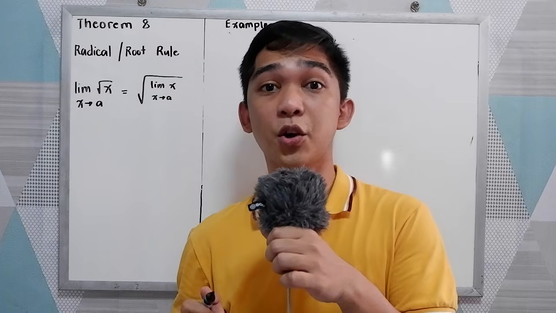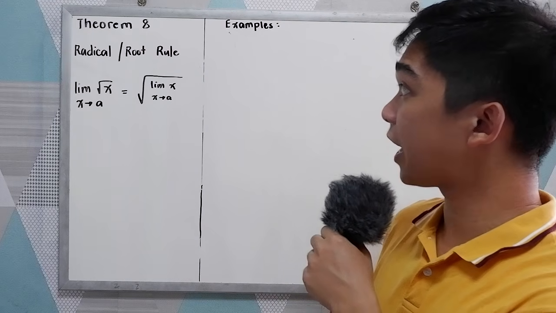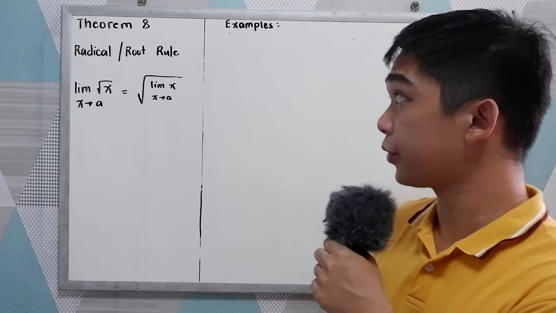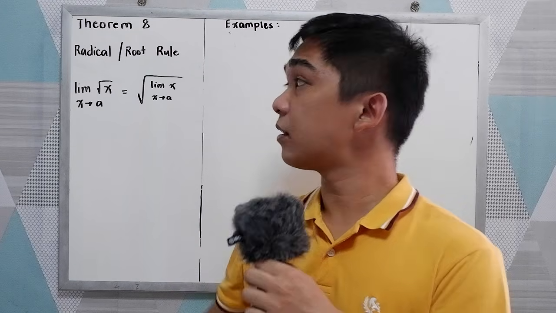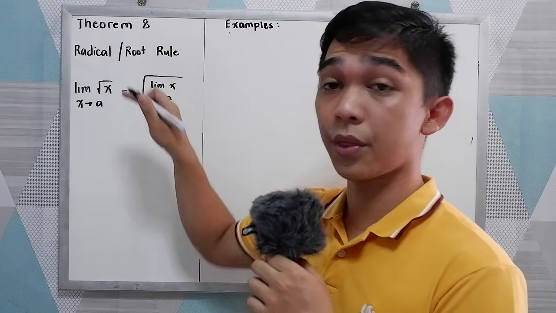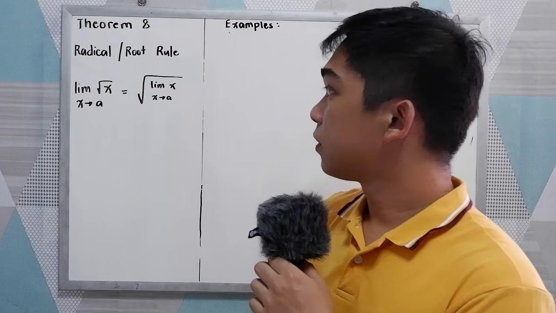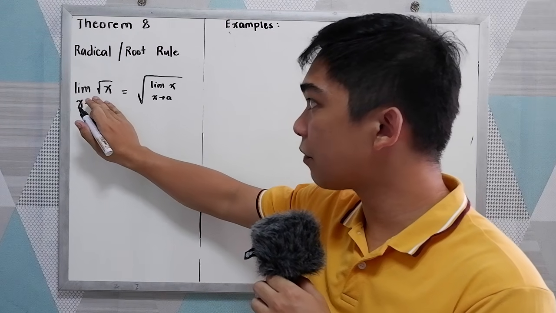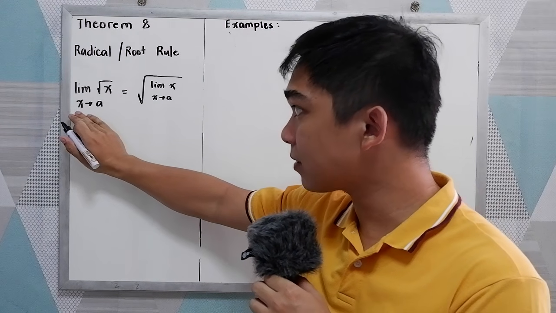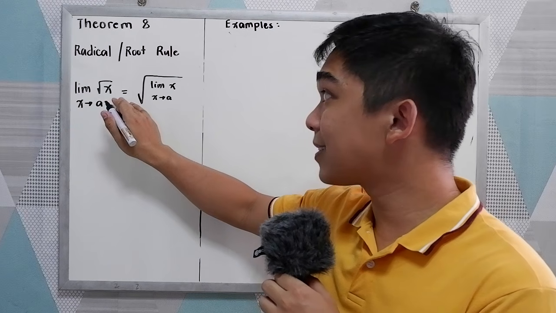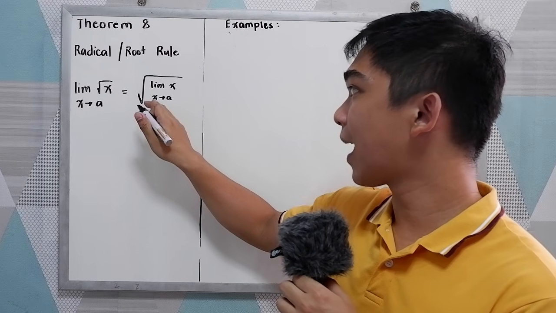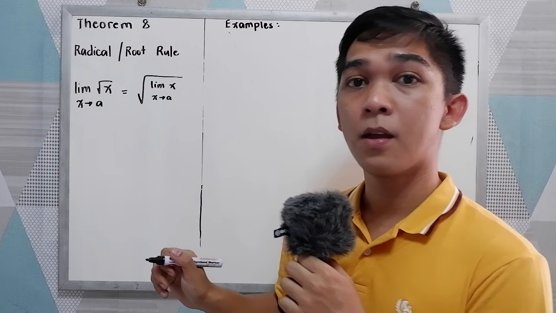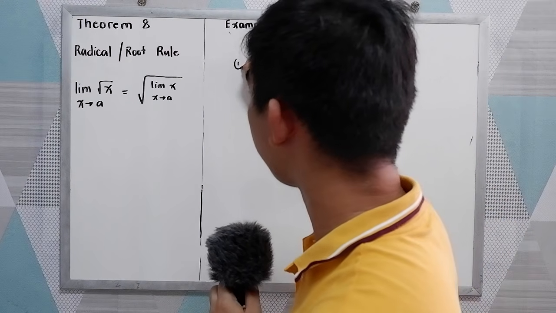And now our theorem number 8. We have the radical or square root or root rule. Now let's have our theorem number 8, the radical or root rule. So if we have the limit of square root of x as x approaches a, that is equal to the square root of the limit of x as x approaches a. Let's say we have our example.